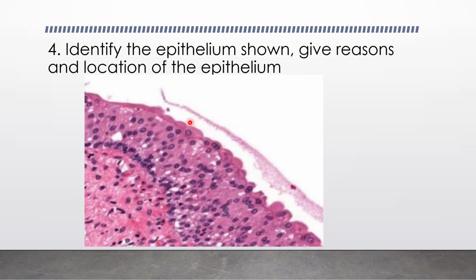A characteristic of transitional epithelium, or the urothelium, that is present in the urinary system: the bladder, the ureter, and the urethra, the proximal urethra.